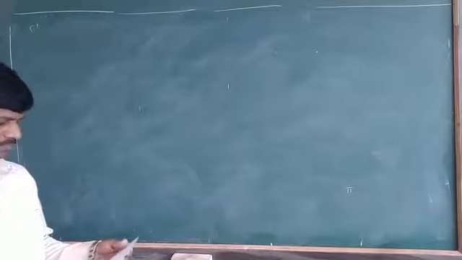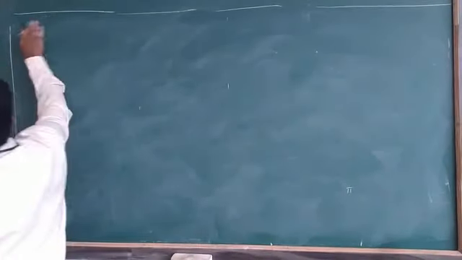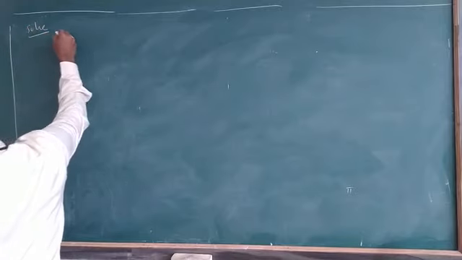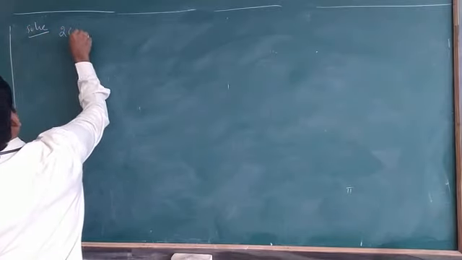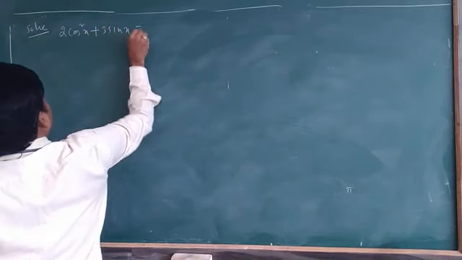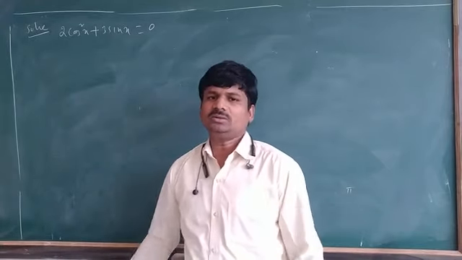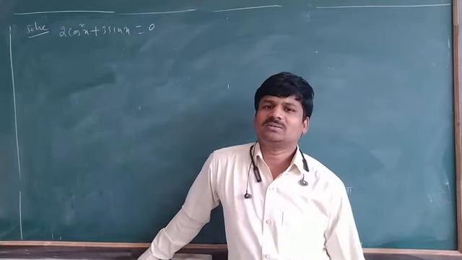Next question, next form. Okay, next model. What is the question given? Solve 2 cos square x plus 3 sin x equal to 0. In which form is it?